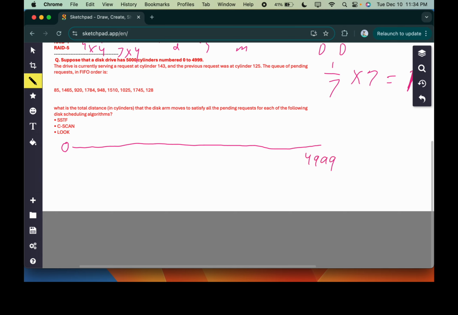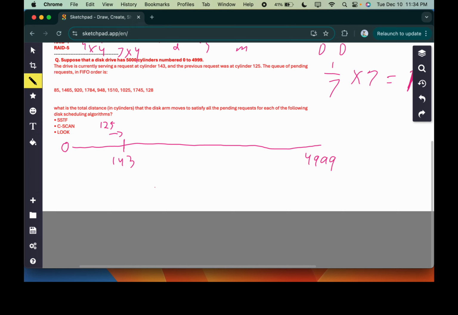The drive is currently serving a request at cylinder 143, and the previous request was at cylinder 125. So if we're going from 125 to 143, we know that it's going in the direction to the right. The previous one was smaller and you got bigger, so you went to the right. Likewise, if it said that the previous was like 160 and you went to 143, you know you're going to the left.